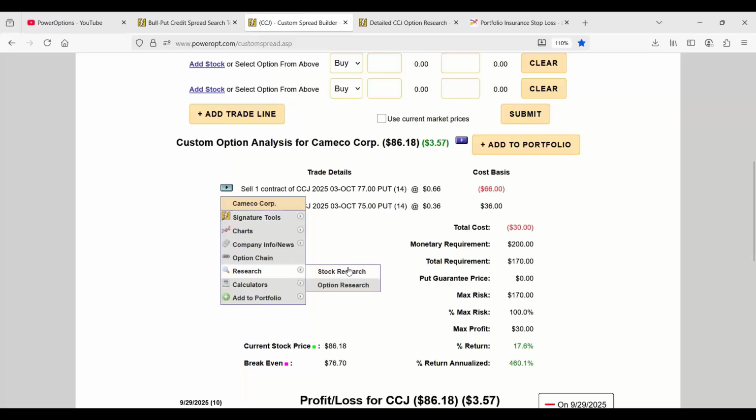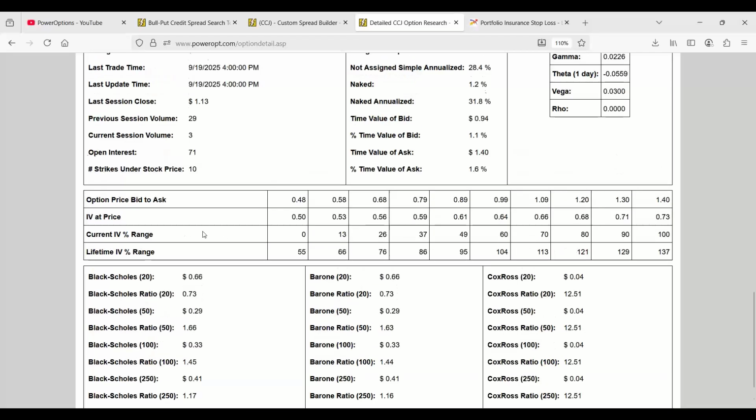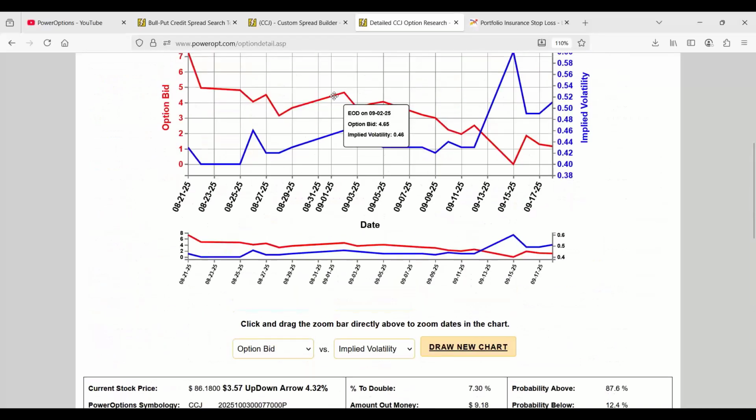Different views, of course, of the pricing models, expectations of what the volatility would be inferred if I did get filled at 66 or 68 cents in that range between the bid and the ask, and what the current IV range would be if I did get filled at 68 cents. We'd only be at 26. It's probably on the lower range. But compare against the pricing models, David, they're right there. And you can toggle between the different historical views of the option's price versus the implied volatility and much, much more.